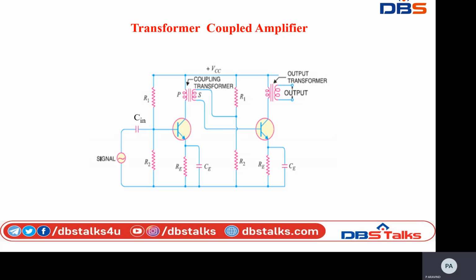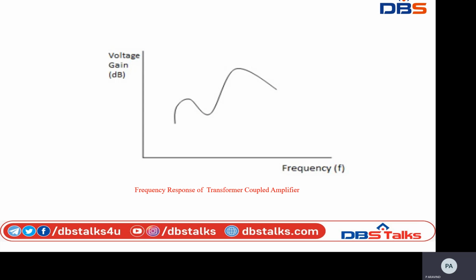That's why the transformer coupled amplifier is generally used in power amplifier applications. When there is good impedance matching, then maximum power will transfer. So coming to the frequency response of transformer coupled amplifier, the figure shows the frequency response of transformer coupled amplifier.